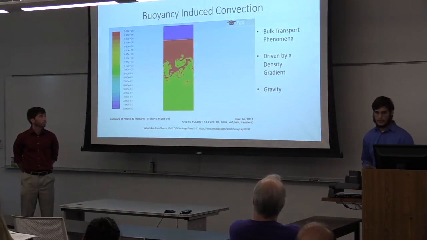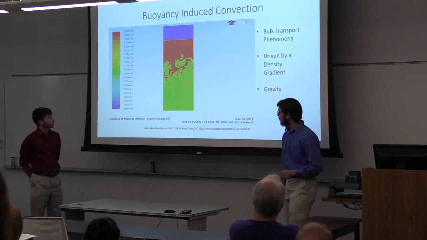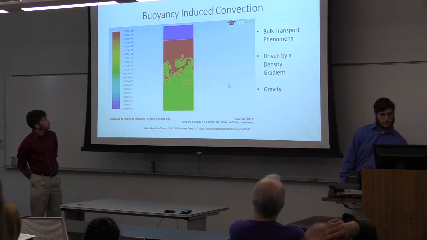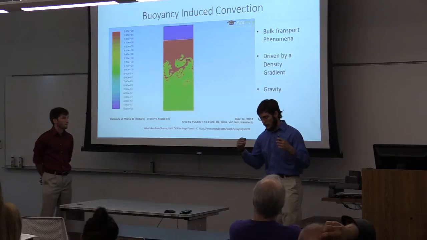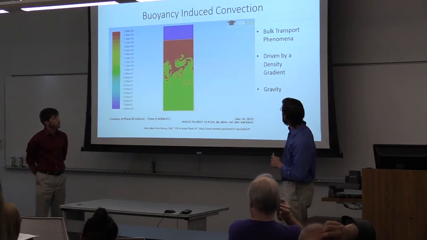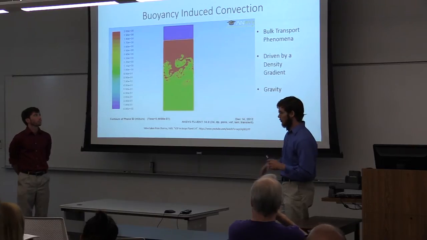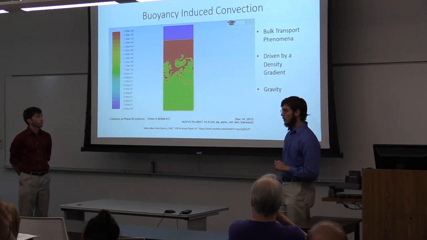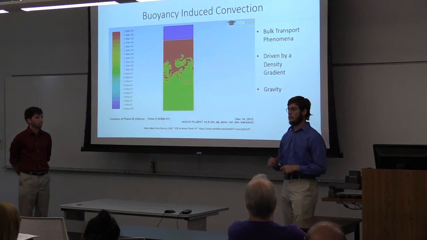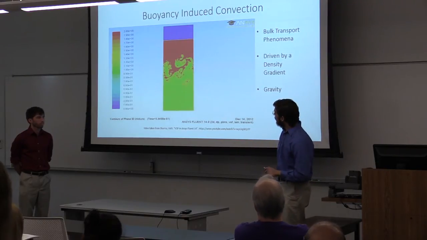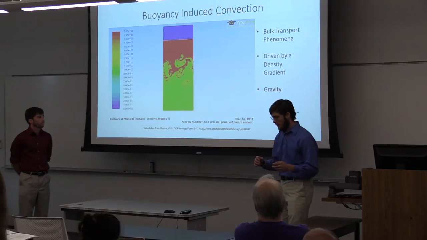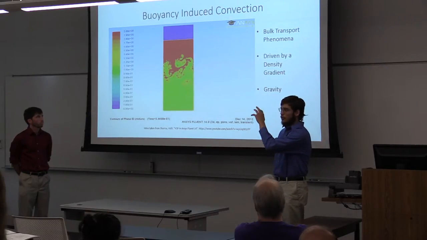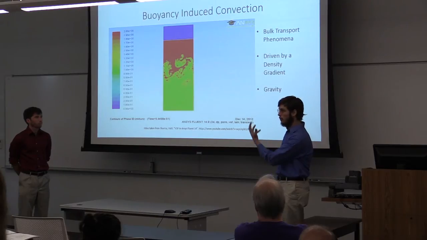Our other transport mechanism is called buoyancy-induced convection. I'm not sure if this video will work, but it was working earlier. Anyway, you can see a good visual in this video. Convection is a bulk transport phenomenon, which I'll explain again in a second, and it's driven by density gradients because of gravity. In this video, we have a red fluid, which is heavier than the green fluid, and as it progresses, we can see the red fluid flowing down into the green fluid because of gravity's pull on it, because it's heavier.